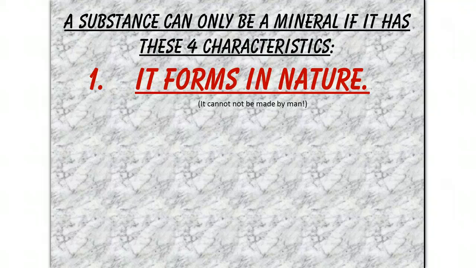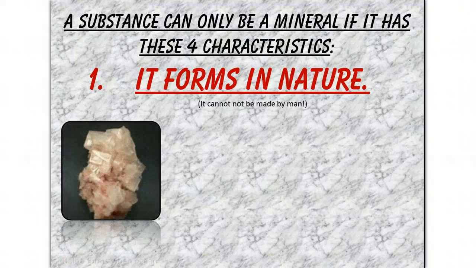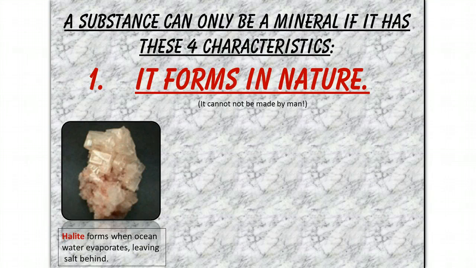Alright, so if it's formed in nature, here are some examples. You don't have to write the total explanation, but maybe just write example and then the ones that I have listed in red. So halite. Halite is actually salt, and halite forms when ocean water, warm ocean water, evaporates, and what's left behind is the salt.